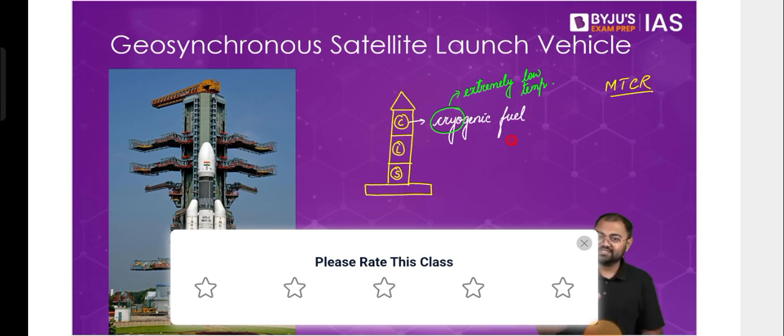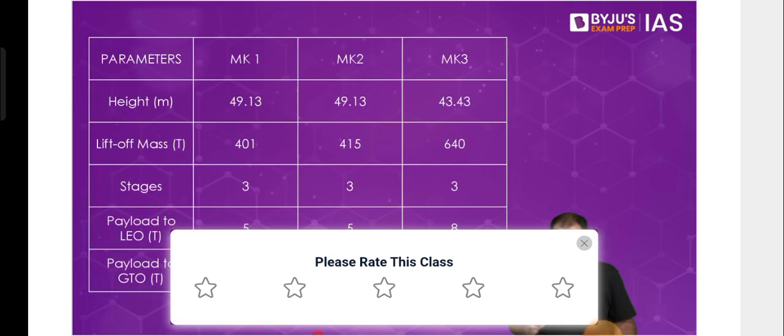So cryogenic fuel basically is a fuel that works at extremely low temperature, a mixture of liquid oxygen and liquid hydrogen, where liquid hydrogen works as a fuel and liquid oxygen works as an oxidizer. Both of these work together in the context of GSLV. Now when it comes to GSLV, there are three versions that we have used: Mark 1, Mark 2, and Mark 3.